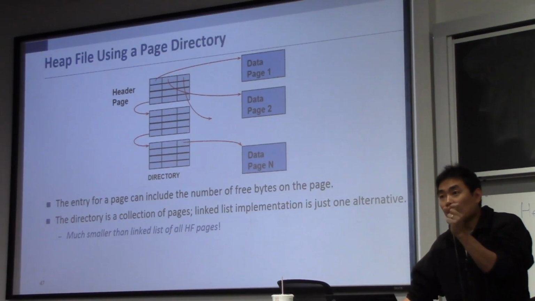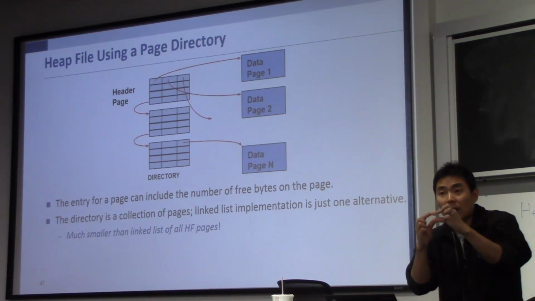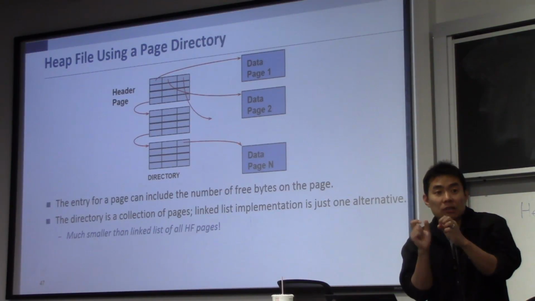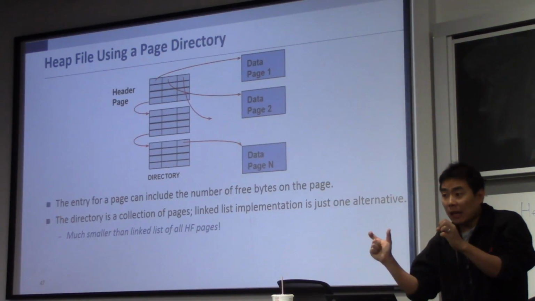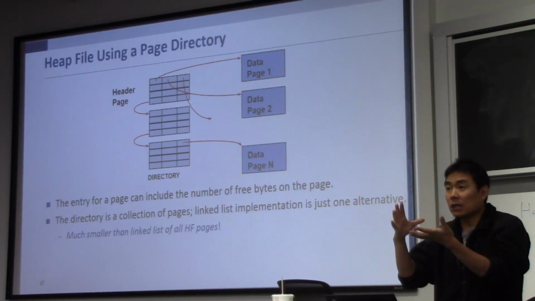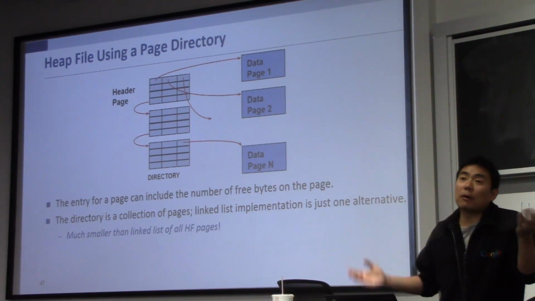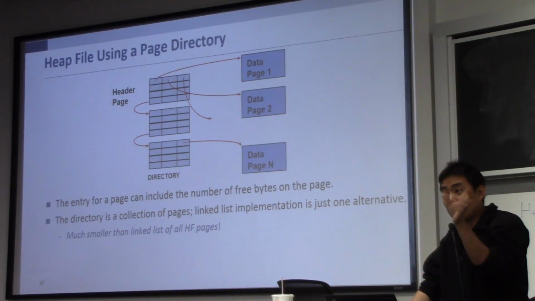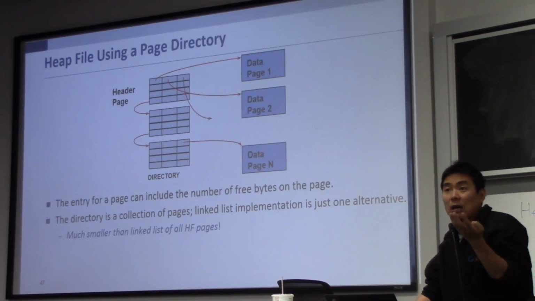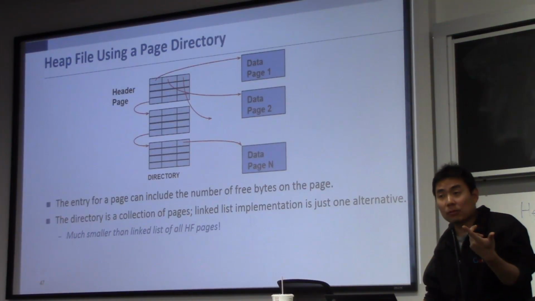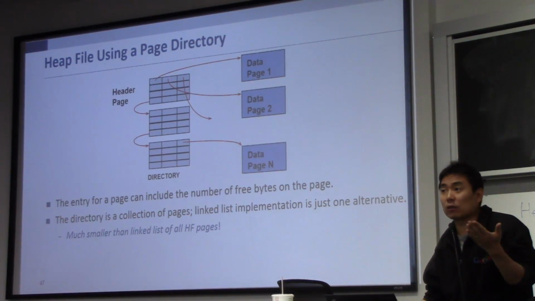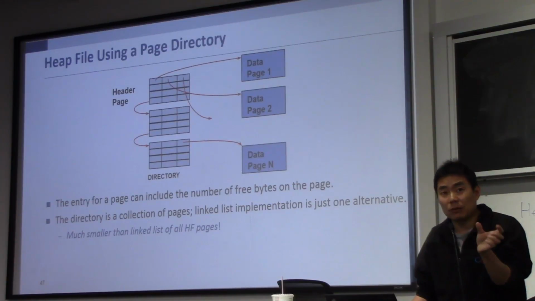But here is a key observation, which is that the size of each directory entry will be much smaller than the data page it represents. Each data page is 4 kilobytes or 8 kilobytes. For example, if your record size is 100 bytes, for a 4 kilobyte page you can store roughly 40 records per page. For an 8 kilobyte page, you can store about 80 records per page, right? If your record size is 100 bytes.